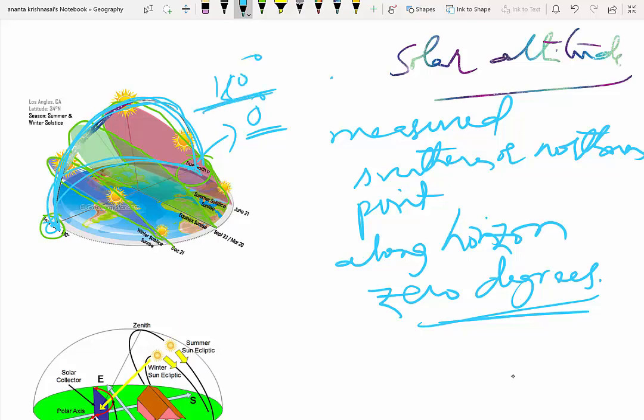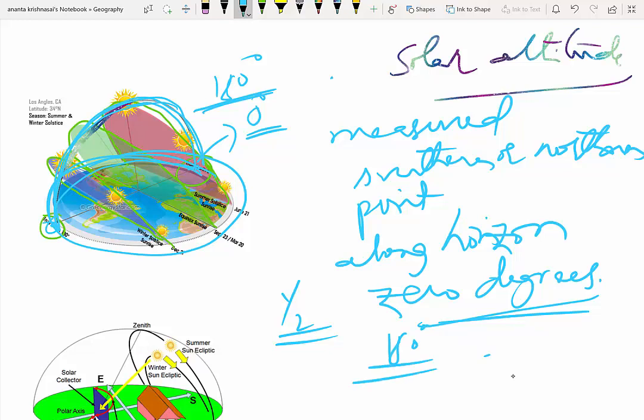So from 0 degrees to 180 degrees is the possibility that we find, because from north to south it is half of the entire circular circumference that is possible, and hence 180 degrees is the measurement that we must consider here.